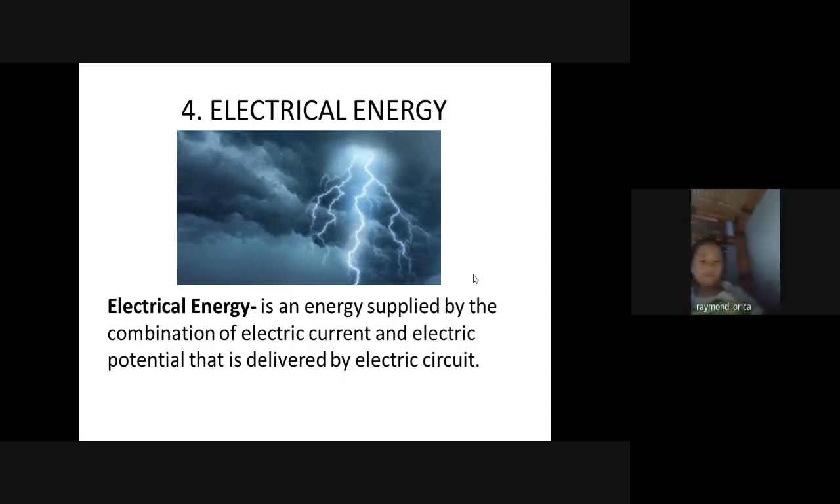Electronic. Yung mga appliances. Ano? Lahat yung nagko-consume ng electrical energy. Lightning is also an example. Yung kidlat. Ayan. Okay.